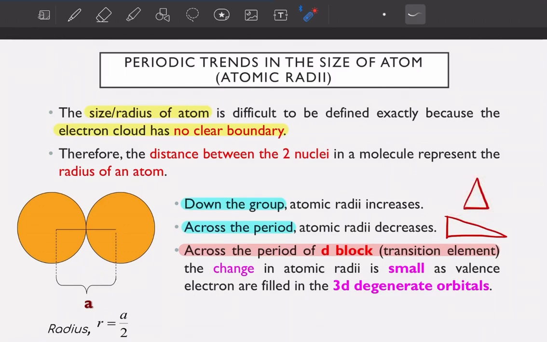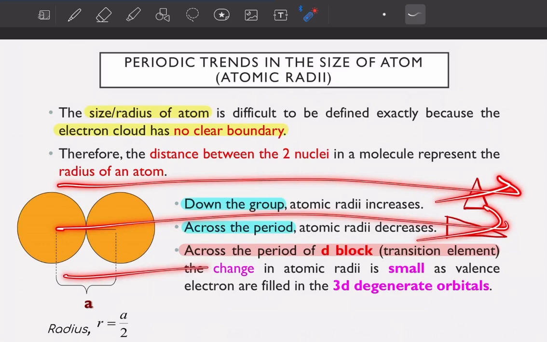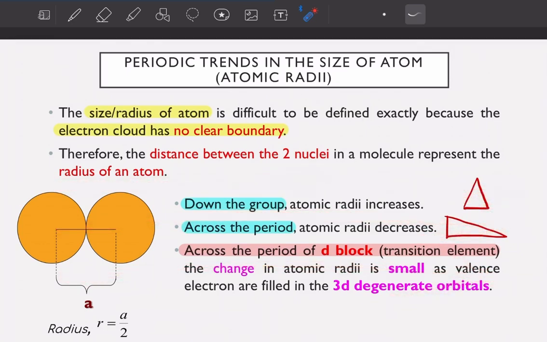Next, across the period, meaning across period 1, period 2, period 3, across one period, the atomic radii decreases. The size of your atom gets smaller and smaller. This one we can remember by the shape of a flag, a triangular flag. To the right it gets smaller and smaller, like this flag.